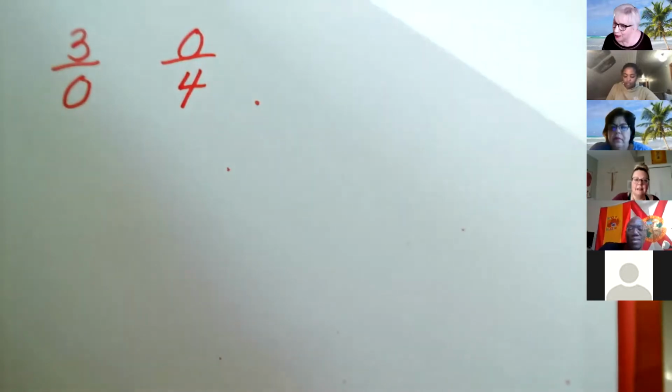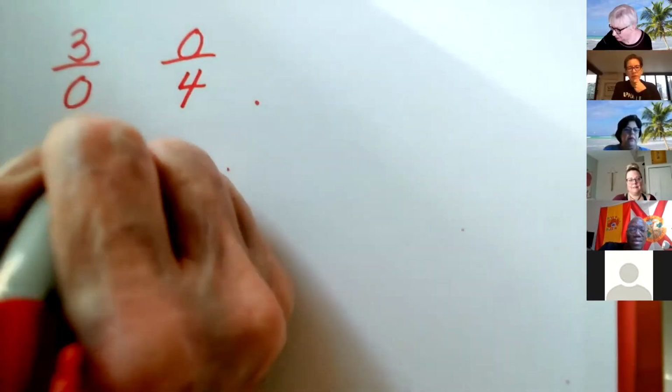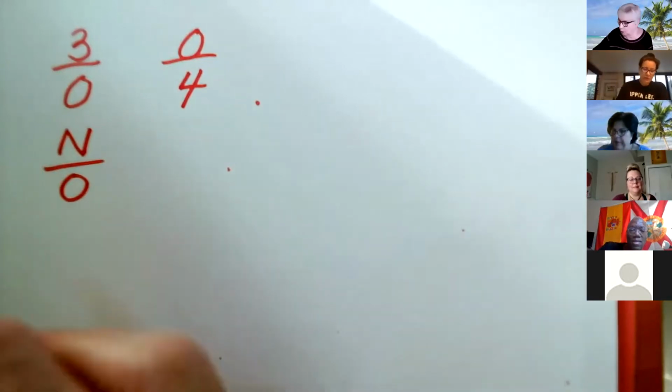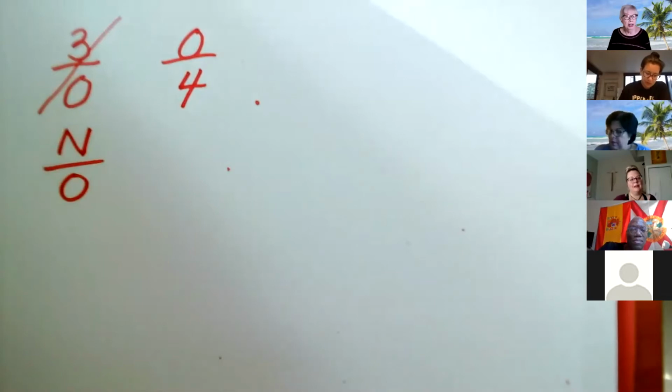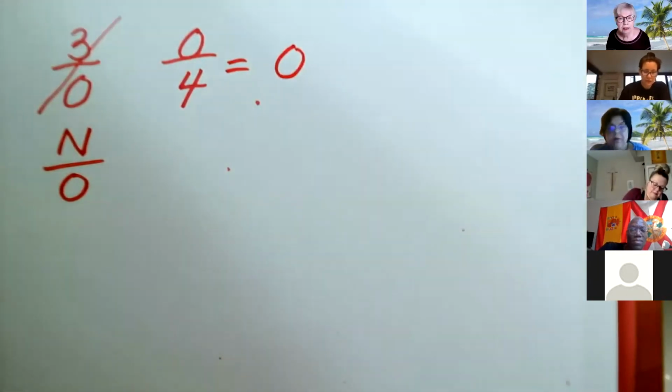Undefined. We're hesitating here, right? 3 over 0 doesn't have an answer. I'm hearing several people say various things, so I'm not getting a clear answer. But you can't use 0 as a divisor. You can't divide by 0, and so this is the one that's considered undefined. There is no way to give an answer to this. This one, on the other hand, 0 divided by 4 is 0. That's a little crazy thing that comes up.